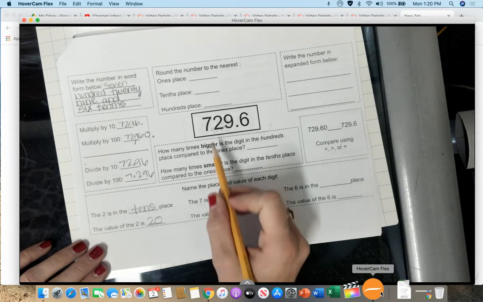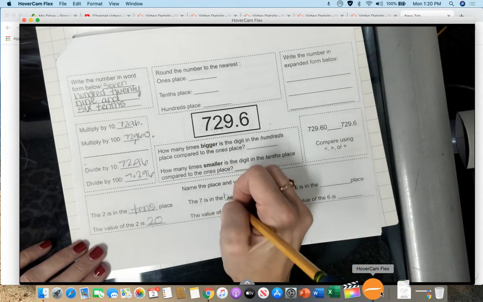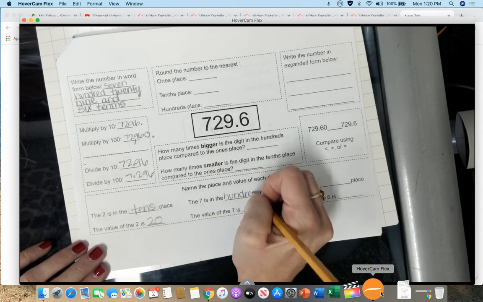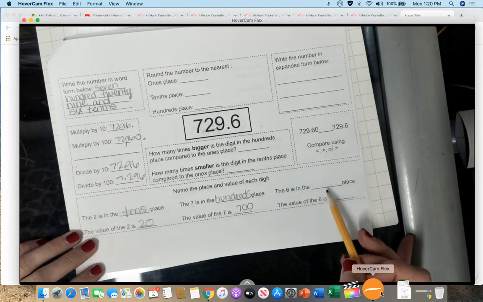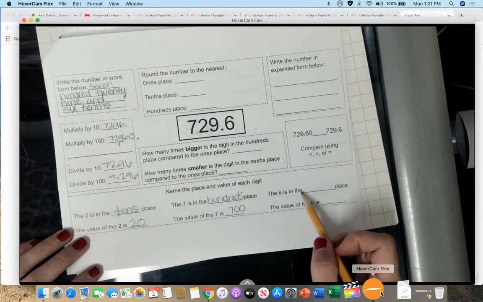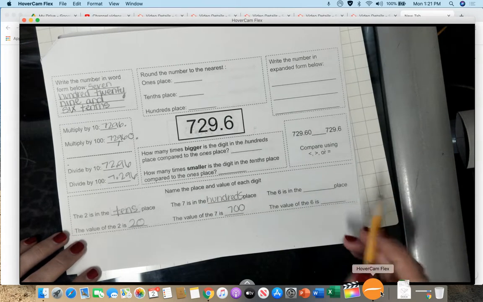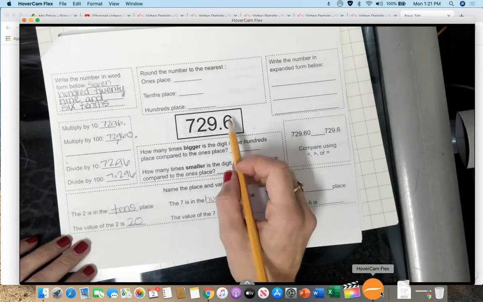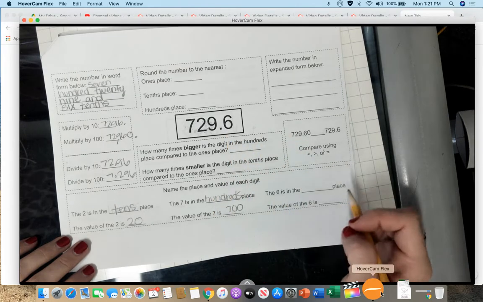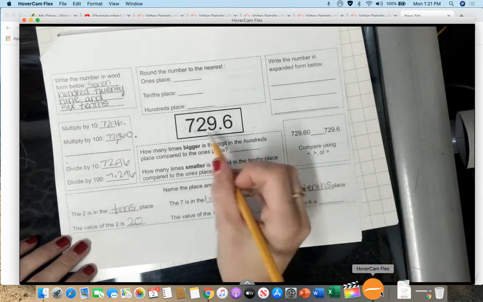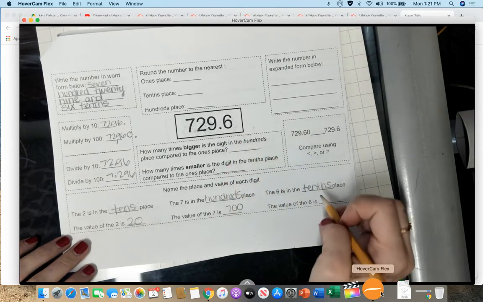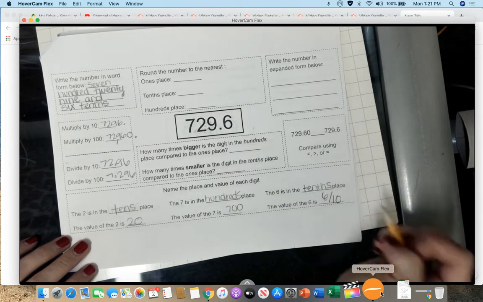Let's do the 7. The 7 is in the hundreds place. And because it's in the hundreds, it must be worth 700. And now the 6. Here's where we get a little bit confused. We missed these on our assessments. The 6 is sitting in what place? It's in the tenths place. But the value of it is 6/10. So I need to write that like a fraction, 6 over 10.